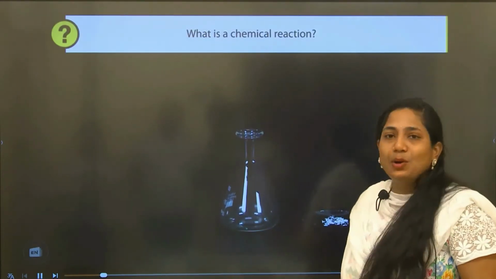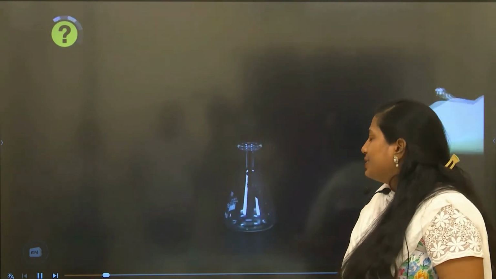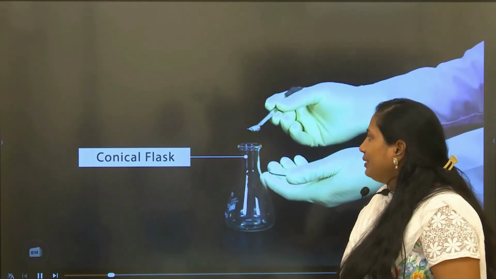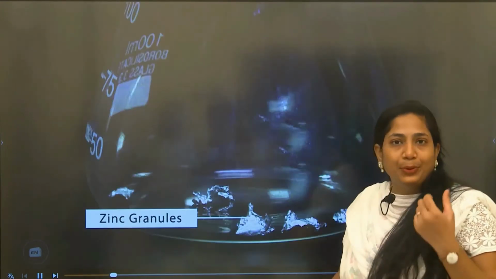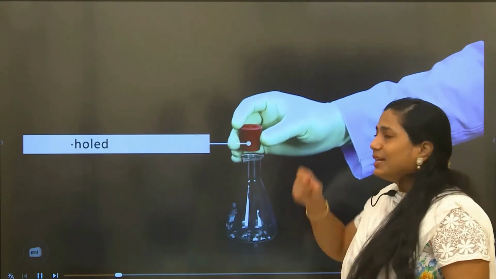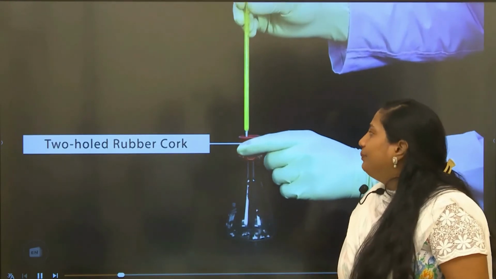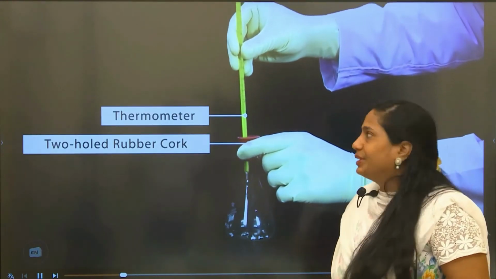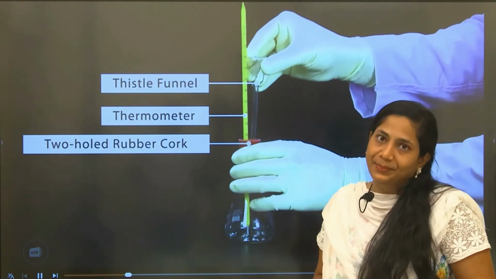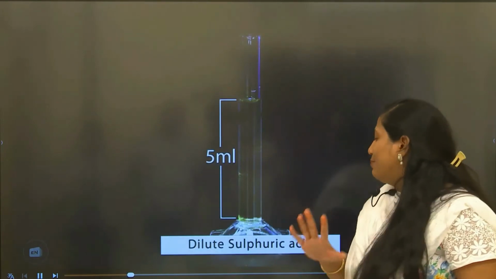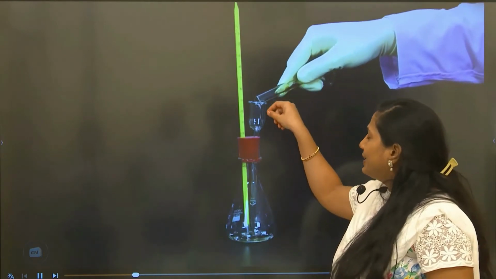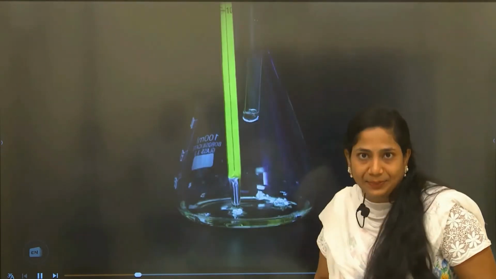We'll consider one example of a chemical reaction. I'll take one conical flask and place a few zinc granules, which are blue-gray in color. These are solid. I'll place a rubber stopper, one hole fitted with a thermometer and the other with a thistle funnel. We'll consider 5 ml of dilute sulfuric acid, and pour it through the thistle funnel into the conical flask.